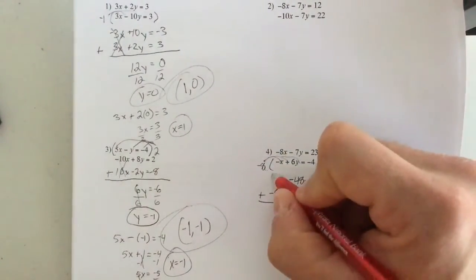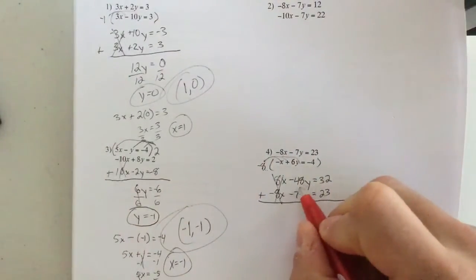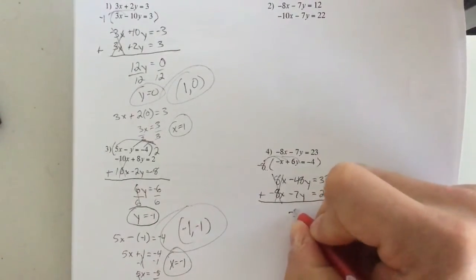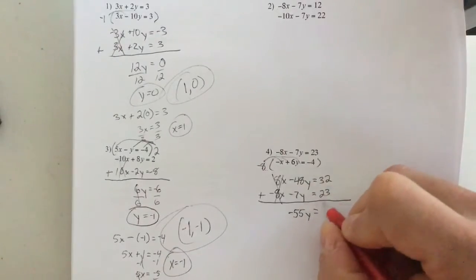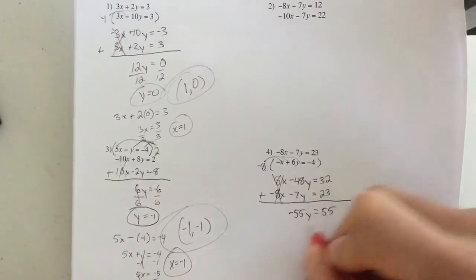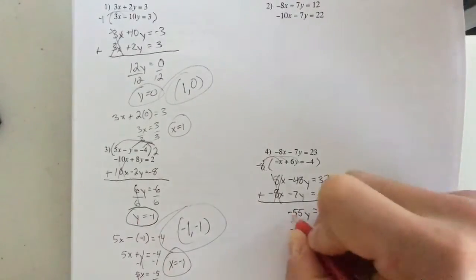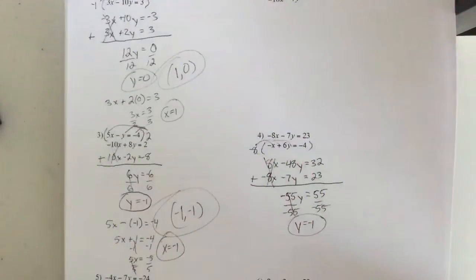The nice thing is the x's cancel. That's what we wanted. Whoop, whoop, go team. Negative 48 plus negative 7. Have no fear. That is negative 55y equals 32 plus 23. Hey, that's 55. We got this. Divide both sides by negative 55. Y equals, sorry for losing my voice, negative 1.